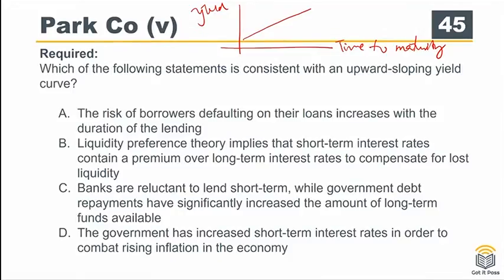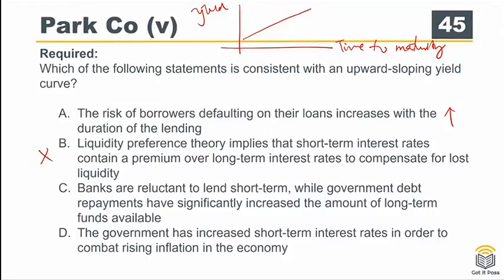First statement here, the risk of borrowers defaulting on their loans increases with the duration of lending. Yes, because when the duration increases, the risk of default should increase as well. The chance of default is increased. B, liquidity preference theory implies that short-term interest rates contain a premium over long-term interest rates to compensate for loss of liquidity. It is not true.